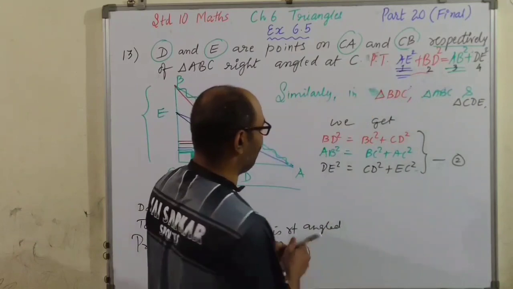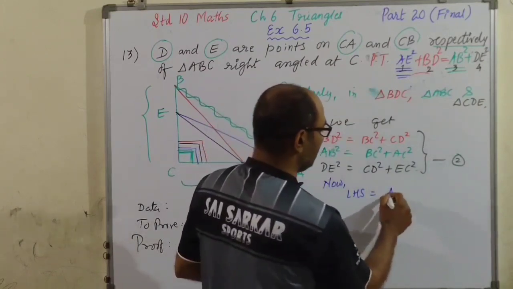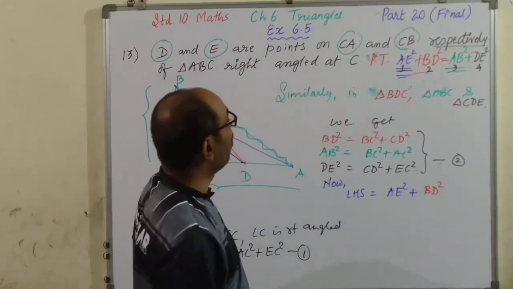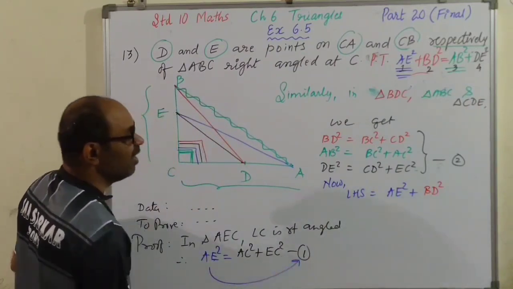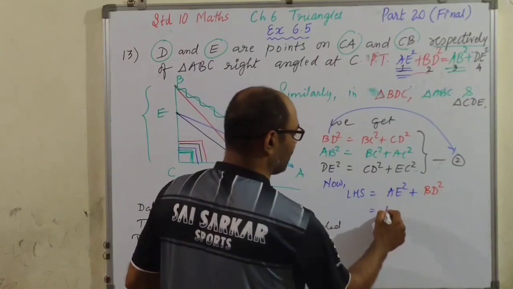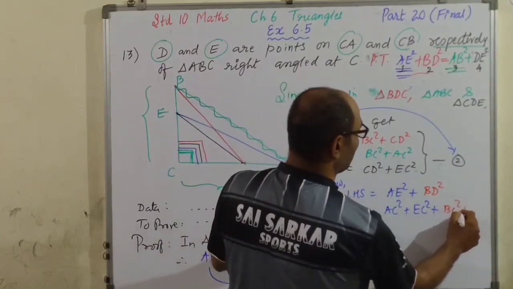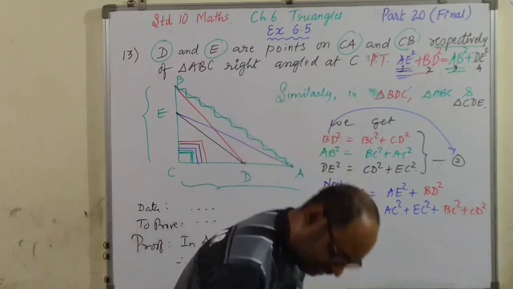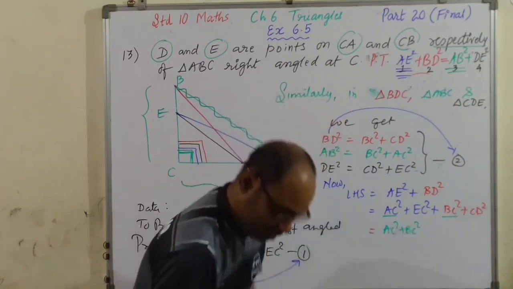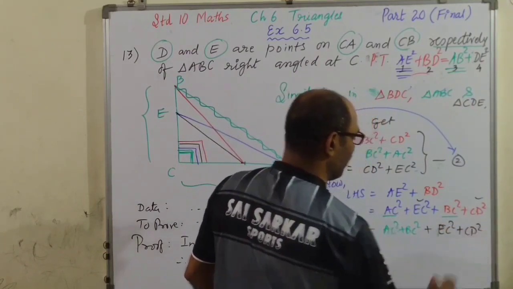Now, I pick up the left hand side. Left hand side is equal to AE square plus BD square. Correct? Now, AE square from result 1 and BD square from result 2: write AC square plus EC square for this, and for BD square, BC square plus CD square. A little bit of rearranging the terms: write AC square and BC square together, AC square plus BC square, and write these two together, plus EC square plus CD square.